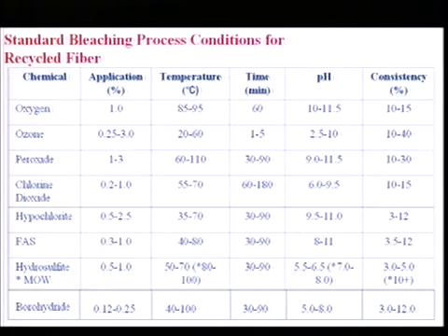This particular table shows various conditions I pulled out from the literature for various types of bleaching: oxygen, ozone, peroxide, chlorine dioxide, hypochlorite, FAS, hydrosulfide and borohydride. Typical dosages, temperature, time, pH and consistency. This is for your reference, a quick reference, how do I bleach with a certain chemical.